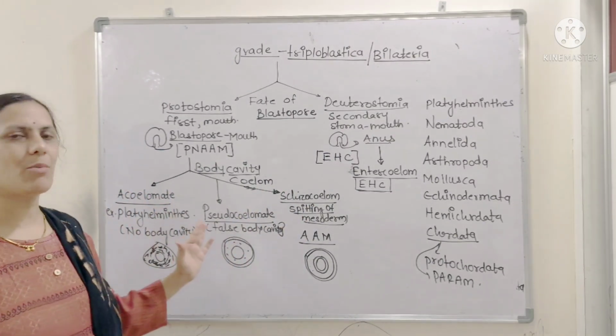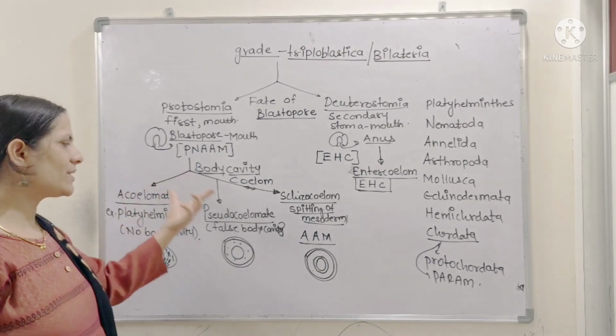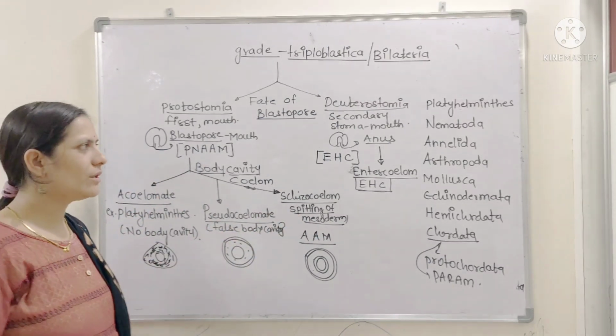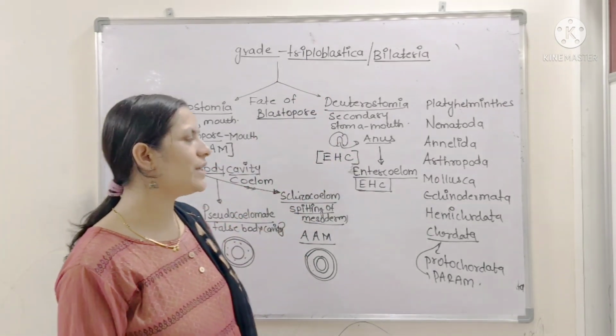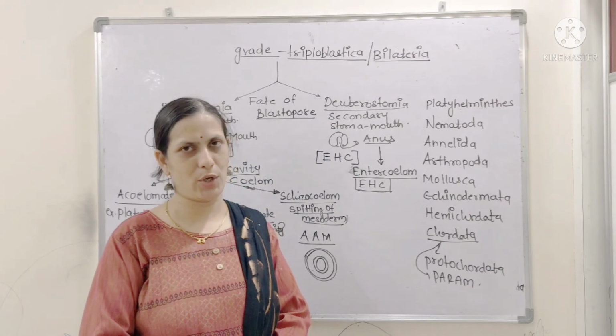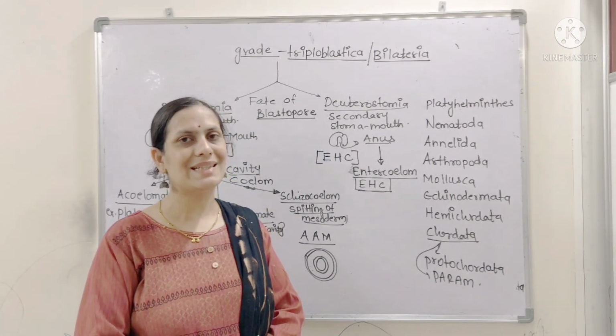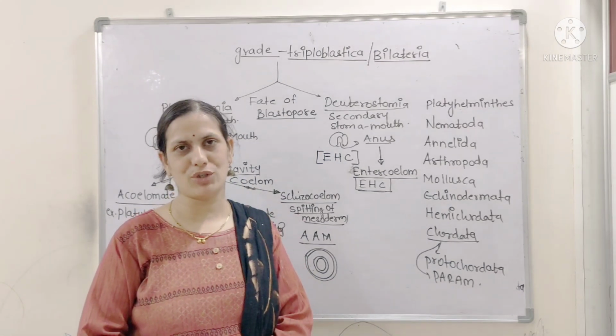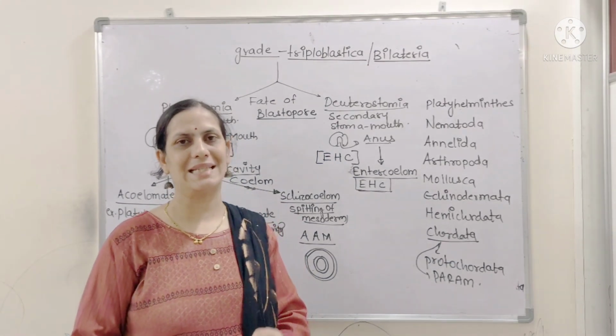because the protostomia group contains three different types of organisms based on the body cavity. Some are acoelomate, some are pseudocoelomate and some are schizocoelomate. But here the statement will be true: all the enterocoelomates are deuterostomes, or the deuterostomes are enterocoelomates.